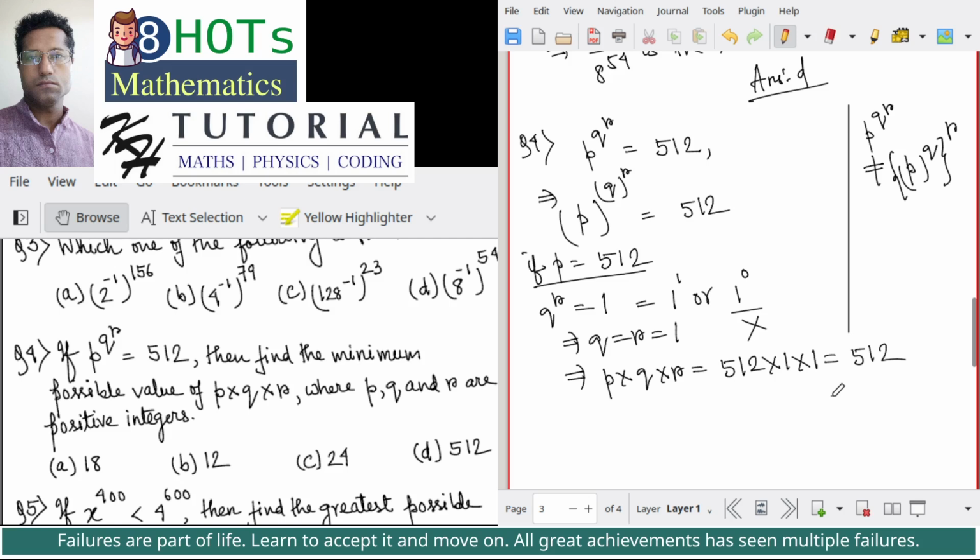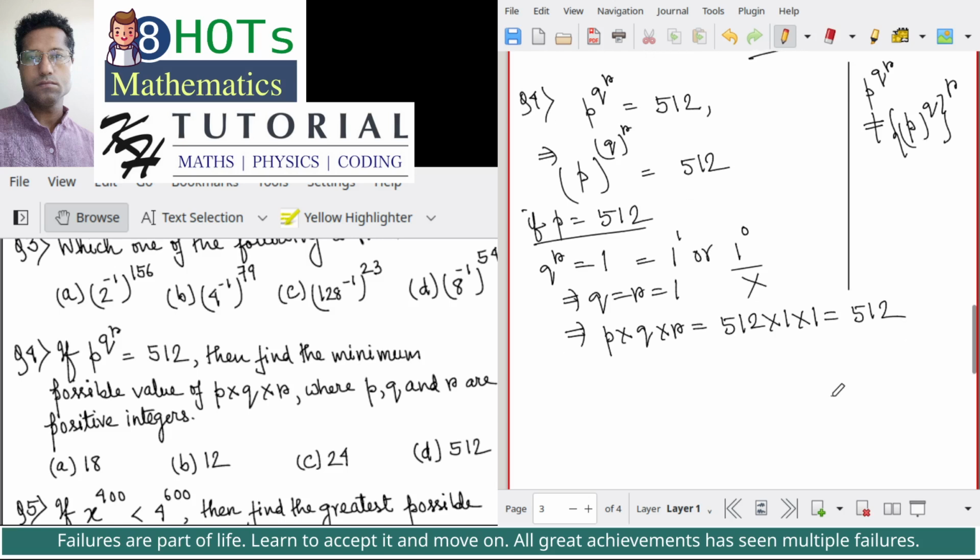Oh, sorry, it is asking to find the minimum possible value of p, q, and r. So we have to find the minimum value. So definitely, now we have to check whether p, q, and r can be 18, 12, or 24 or not. If p is 512, then definitely q and r have to be equal to 1.